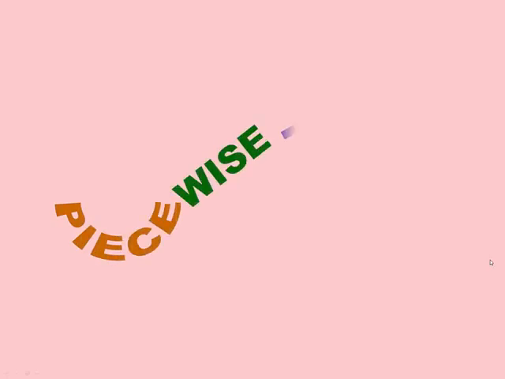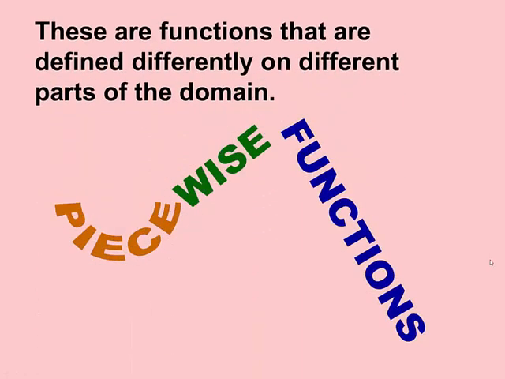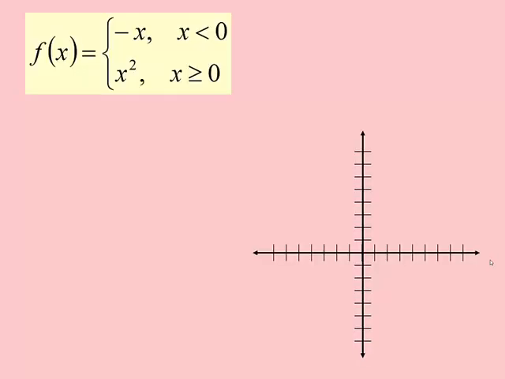Let's talk about piecewise functions. These are functions that are defined differently on different parts of the domain. So you think about what the graph would look like, but you only take a piece of it. So let's see what we mean. Here's an example. f of x equals, there's two different pieces of functions depending on what the x values are.